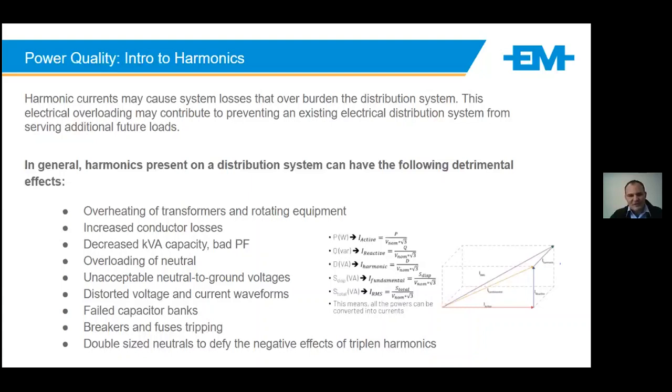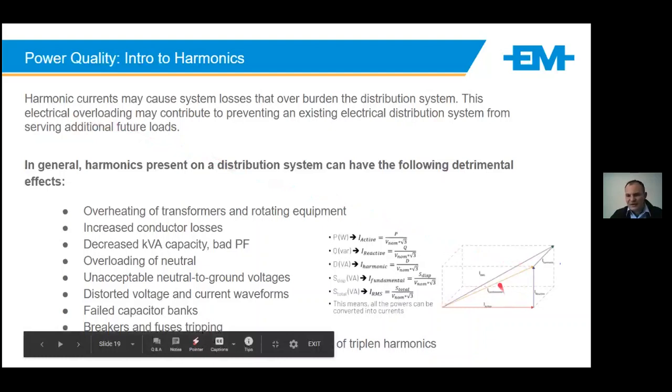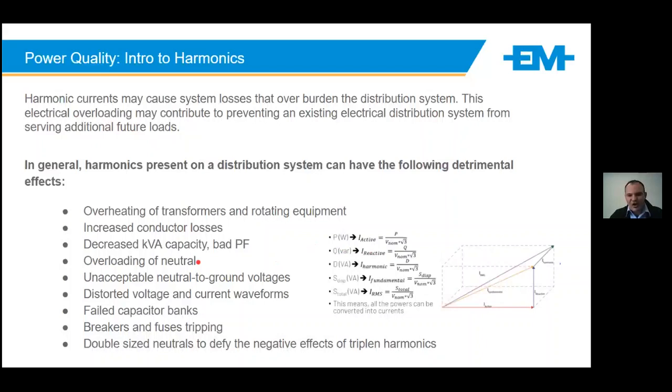overheating of transformers or rotating equipment, conductor losses, a bad power factor because you could not reach the desired PF due to the harmonic content, depending on the harmonic overloading of neutral, unacceptable neutral ground voltages, distorted voltage and current waveforms, failed capacitor banks, breakers and fuses tripping. In a lot of cases, guys would have to double size the neutral to defy the negative effects of the third order triplen harmonics.